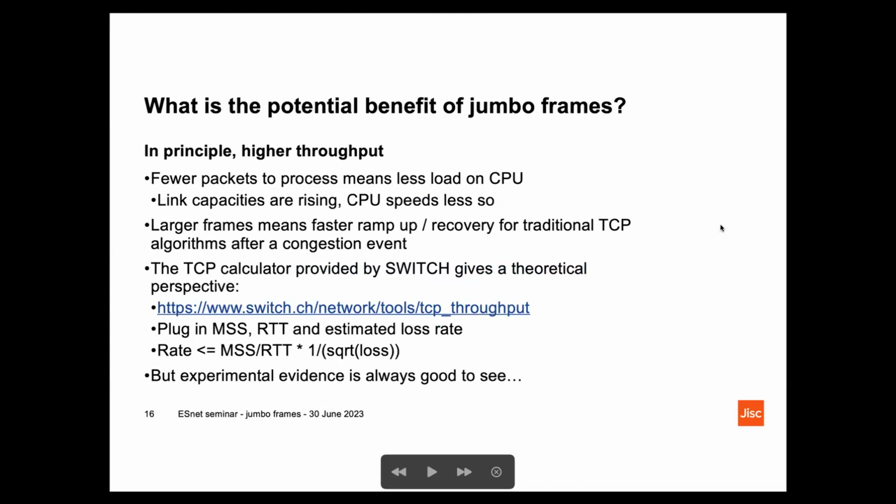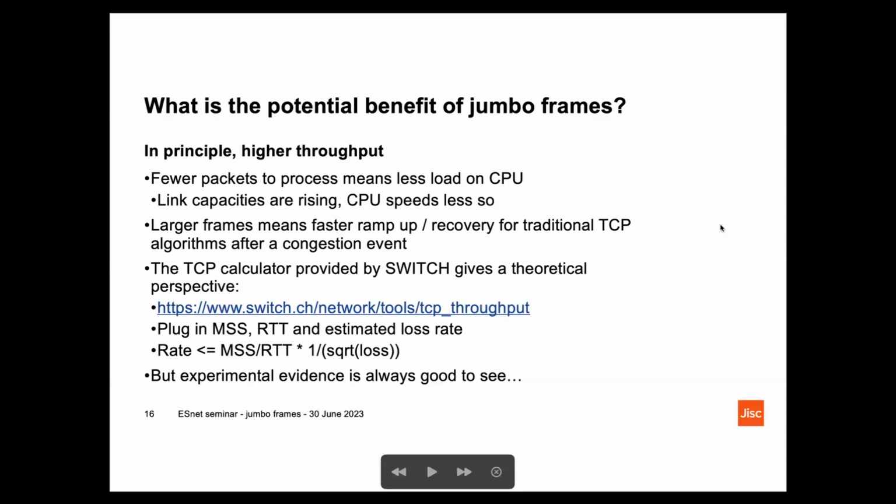We note that link capacities are rising. There's increased use of 400 gig interfaces now, whereas CPU speeds may be rising less. Certainly larger frames allow you to get faster ramp up and recovery for traditional TCP algorithms that back off in the event of packet loss being an indication of congestion.